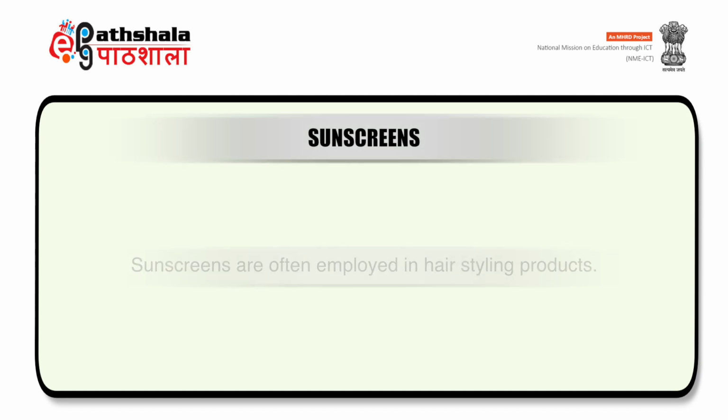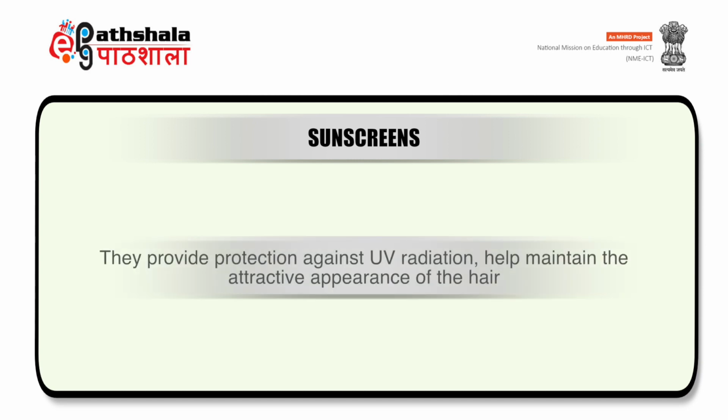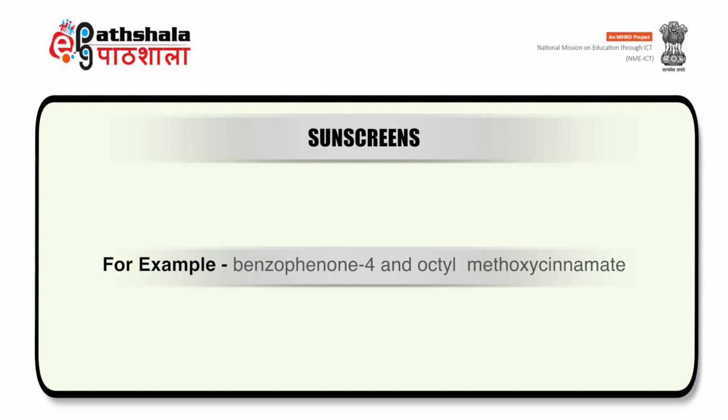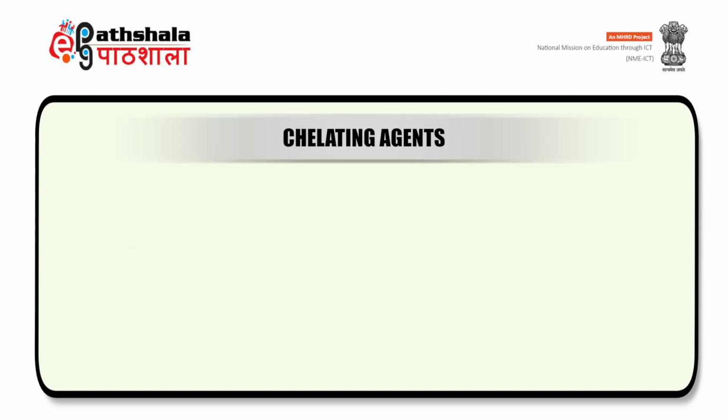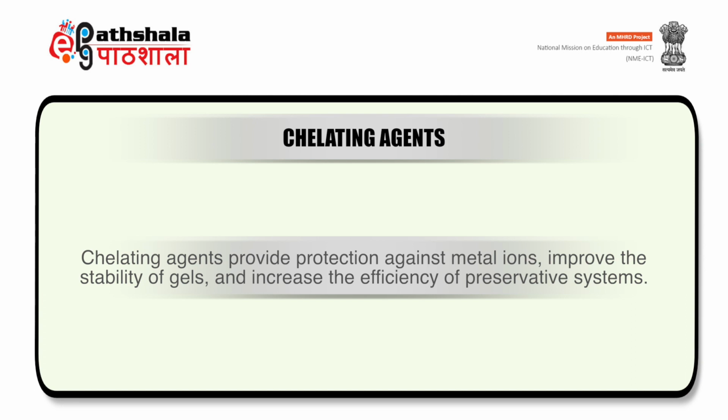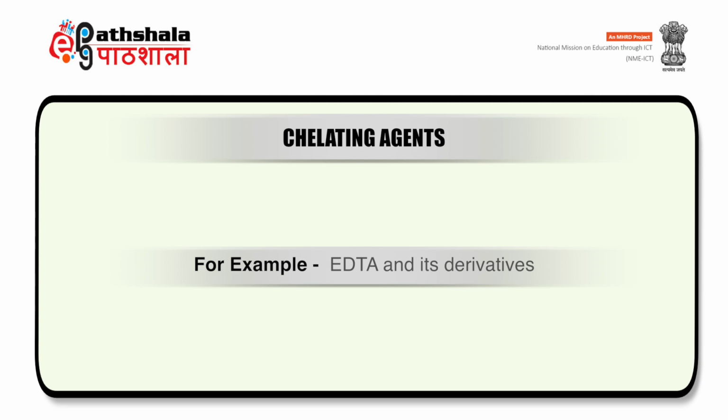Next, sunscreen. Sunscreens are often employed in hair styling products. They provide protection against UV radiation, and sunscreen helps maintain the attractive appearance of the hair. There are different types of sunscreen used such as benzophenone-4 and octyl methoxycinnamate. Next, chelating agent. Chelating agents provide protection against metal ions, improve the stability of gels and increase the efficiency of the preservative system. EDTA and its derivatives are generally used as chelating agents.